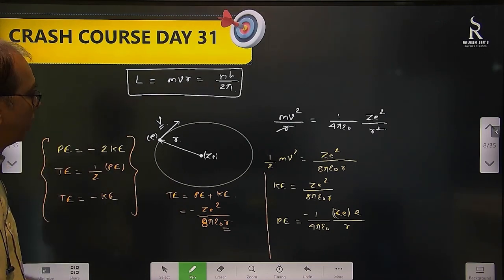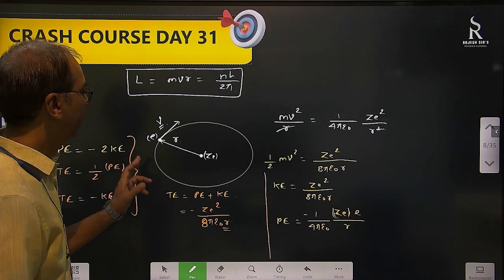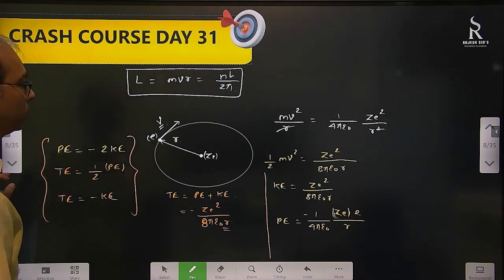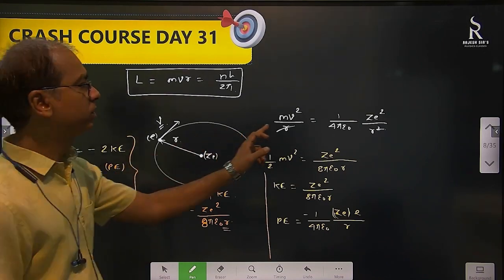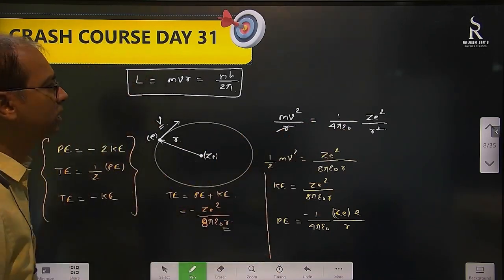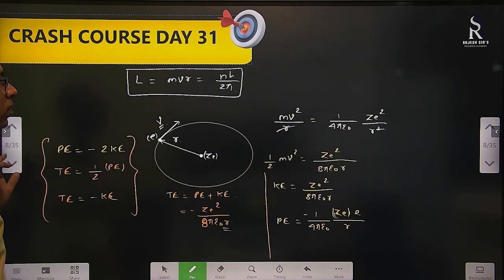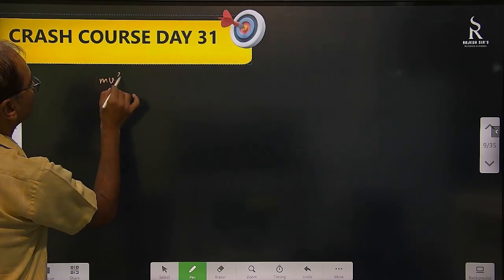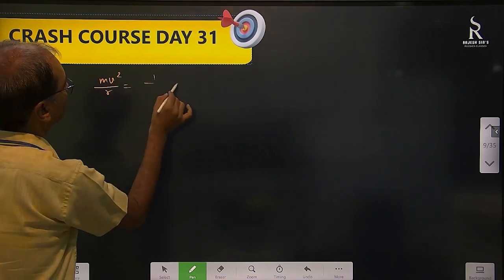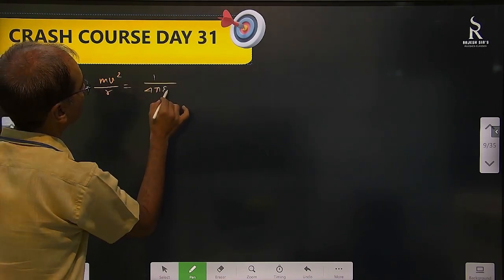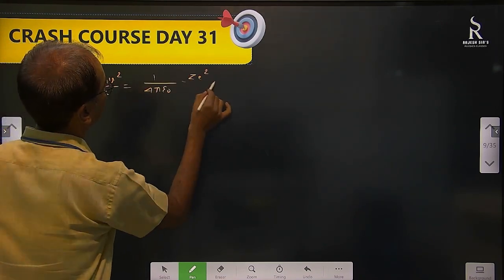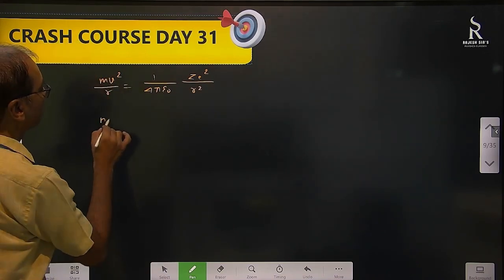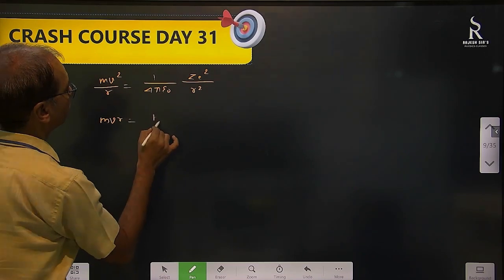Fine. Then what about its radius and its velocity? Do we have any relation for them? Yes, we have that also. From here we know that mv square by r equals 1 by 4 pi epsilon naught Ze square by r square. Then we have another relation which says mvr equals nh by 2 pi.